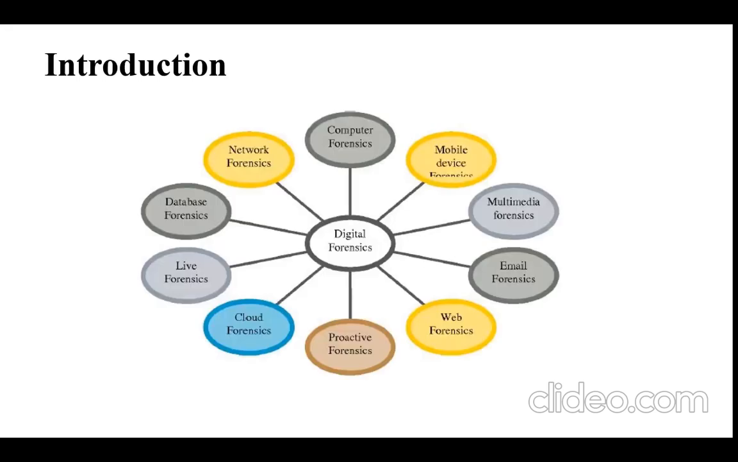Introduction. Digital forensics is all about the study of multiple factors related to the security aspect. So it includes computer forensics, mobile device forensics, multimedia forensics, email forensics, web forensics, proactive forensics, cloud forensics, live forensics, database forensics, and network forensics. It is also considered as an extended part of cybersecurity. It involves multiple domains in which you do multiple investigations of forensics.